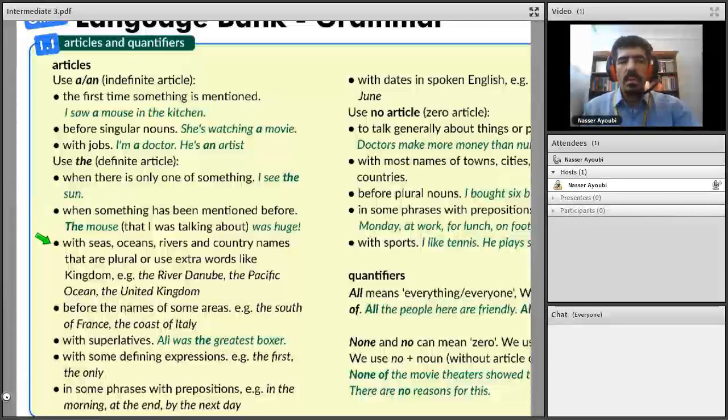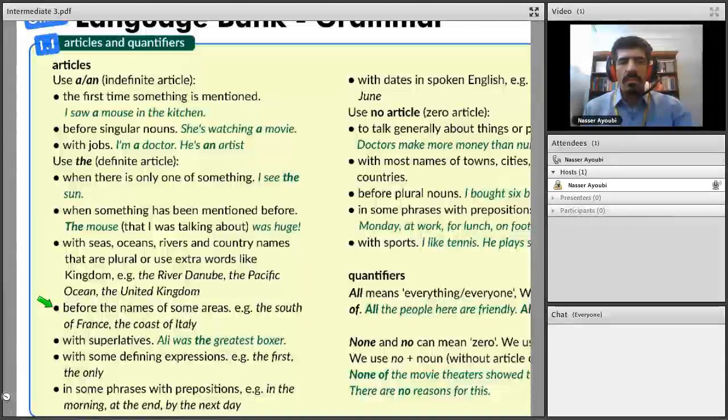With seas, oceans, rivers, and country names that are plural or use extra words like kingdom. For example, the river Danube, the Pacific Ocean, the United Kingdom. I told you, if there is no reason for using the with the country name, we never use any article.